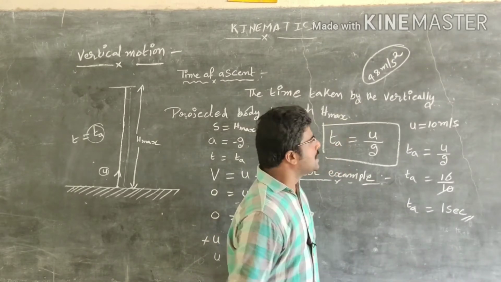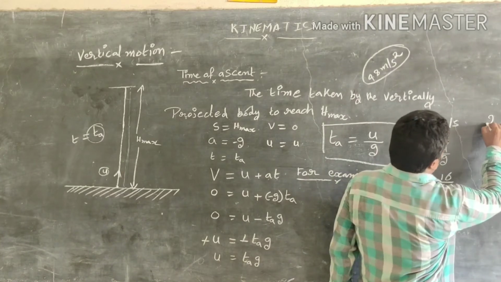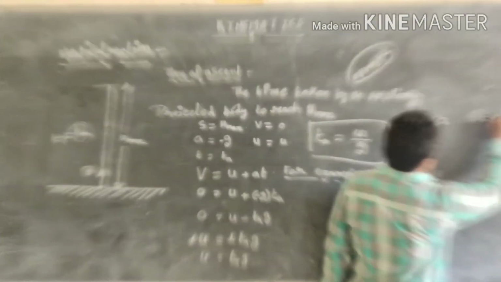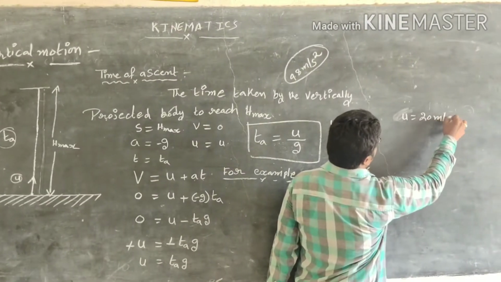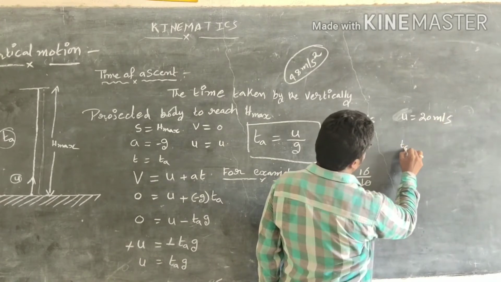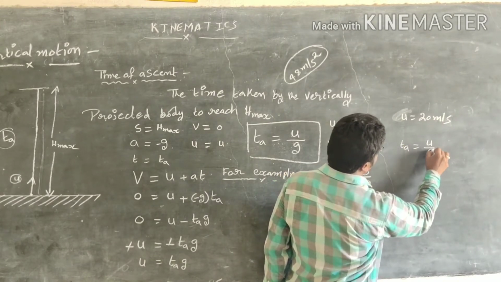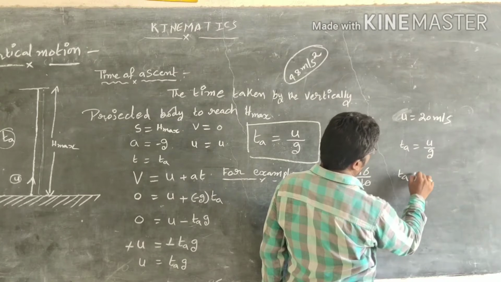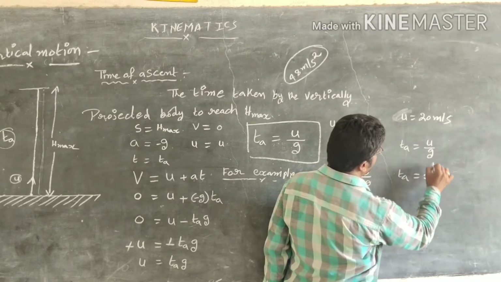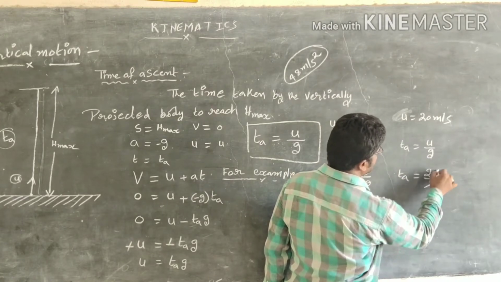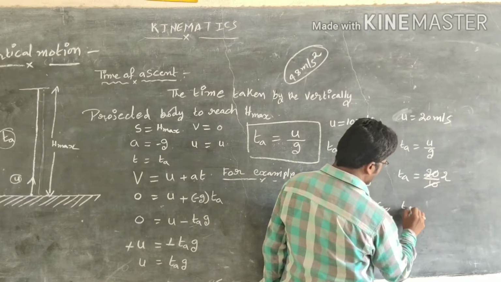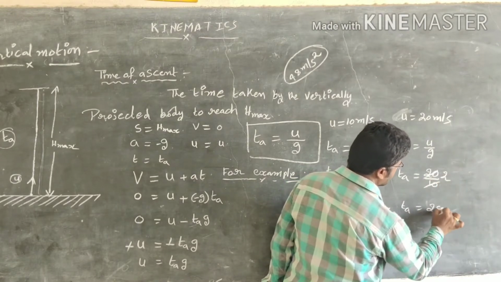If you project a body with a velocity of 20 meter per second, Ta equals u by g, 20 by 10, 10 ones are 10, 10 twos are 20. Ta equals 2 seconds.